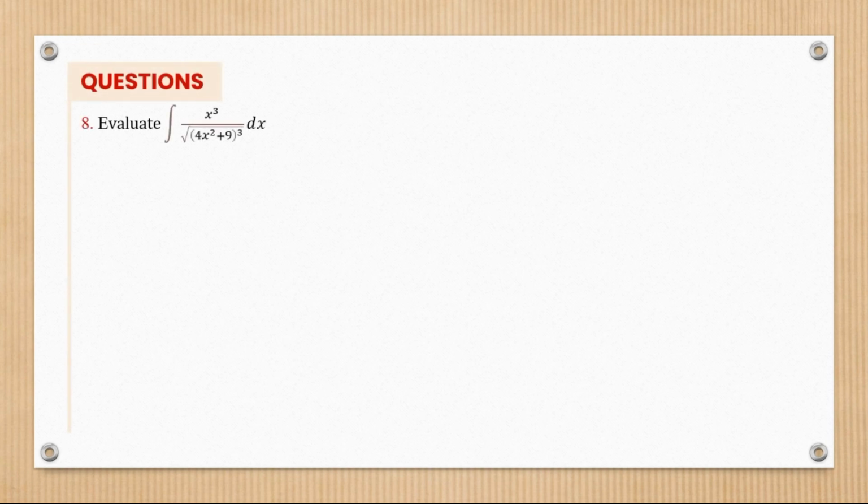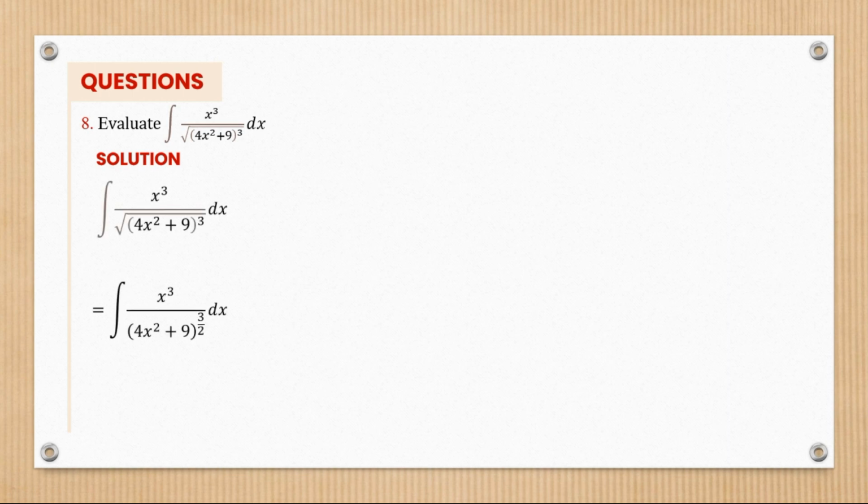Alright, so question number 8, we're being told to evaluate the integral of x cubed over the root of 4x squared plus 9, and then all those actually in bracket, and then we cube that bracket, dx. So how do we do this? You can already see that this clearly requires tan substitution. So now this is what I have.